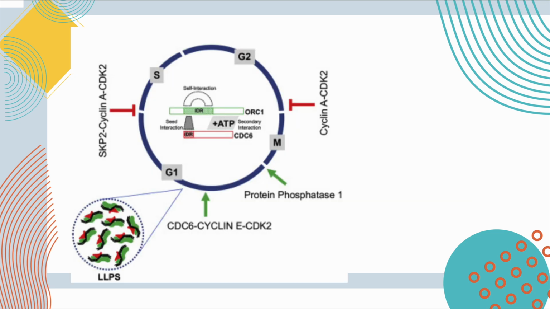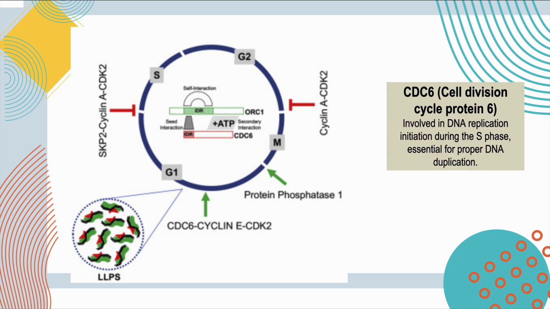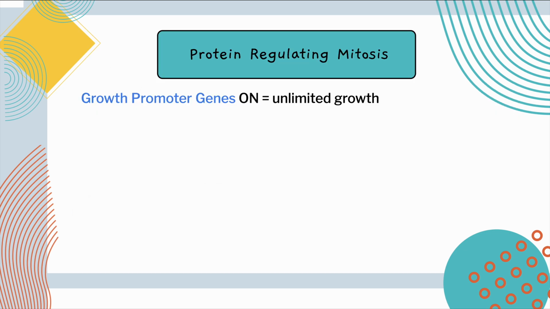The last type of protein is the CDC6, or the cell division cycle protein. It is involved in DNA replication initiation during the S phase, essential for proper DNA duplication. So each of the 6 key genes are working together so that they can regulate the division process. On the other hand, if there are mutations in these 6 genes, cancer is likely to develop.